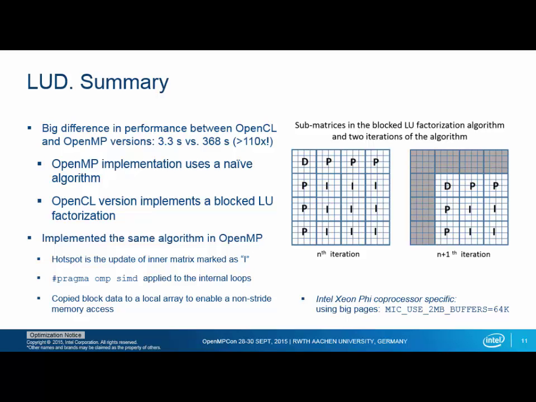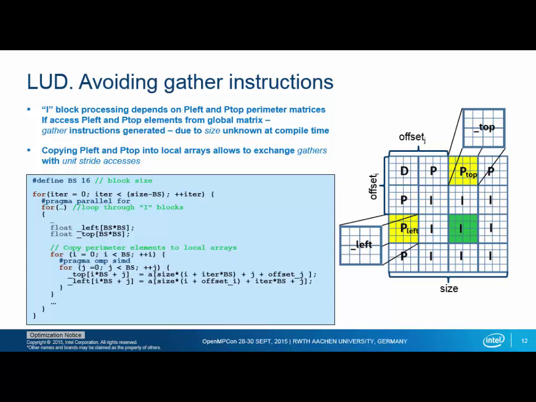Once we implemented the same algorithm with OpenMP, and again enabled vectorization with the pragma omp simd, and on the MIC we enabled huge pages again to avoid TLB misses, we got the same performance with OpenMP. And here is the first interesting point we found in LUD. Processing of each internal block depends on two perimeter elements, from the left side and from the top.